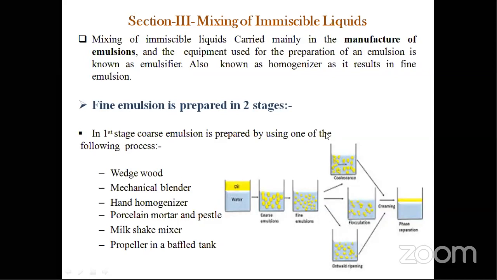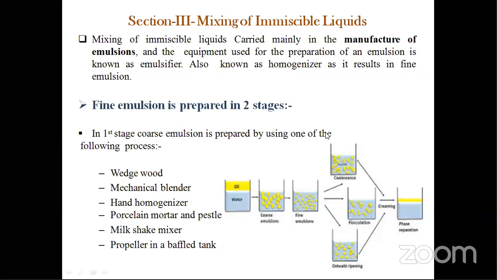We need some normal laboratory equipment. What are the equipments we have to use in the preparation of coarse emulsion, or in the primary stage? We need a wedge wood. Wedge wood is a wooden emulsifier or homogenizer, a handmade homogenizer.